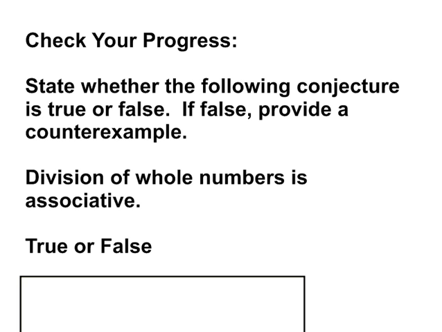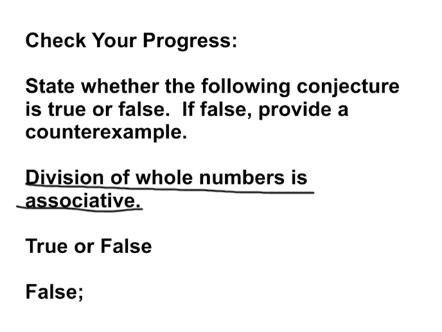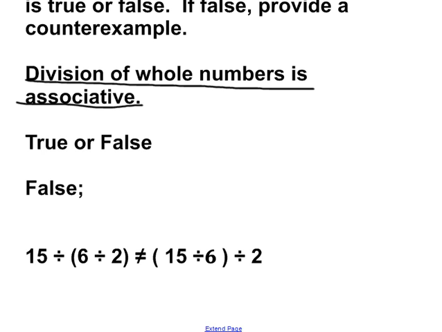State whether the following conjecture is true or false. If false, provide a counterexample. Division of a whole number is associative. If it's associative, that means that the order doesn't matter. So let's look at this. Is it true or false? If I can find an example where it's false, then I know the conjecture is false. It is false. And here's my example.